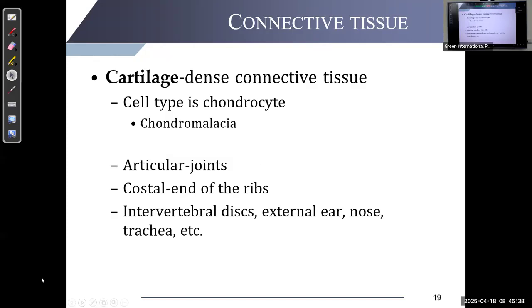So this is a condition you can see: chondromalacia. I'm just relating something to ICD-10-CM. I'll also show you some of the codes in the coming slides. Then you have articular joints, costal ends of ribs. All these areas you can find.